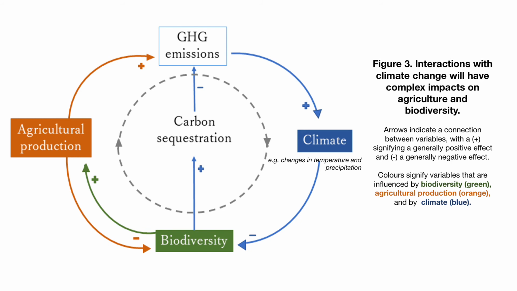In a changed world where climate change is a threat to biodiversity, how will this affect the level of carbon sequestration that biodiversity can provide? How will this affect the ecosystem services that agriculture depends on? And how will this affect the intensity or the severity of climate change in the future?